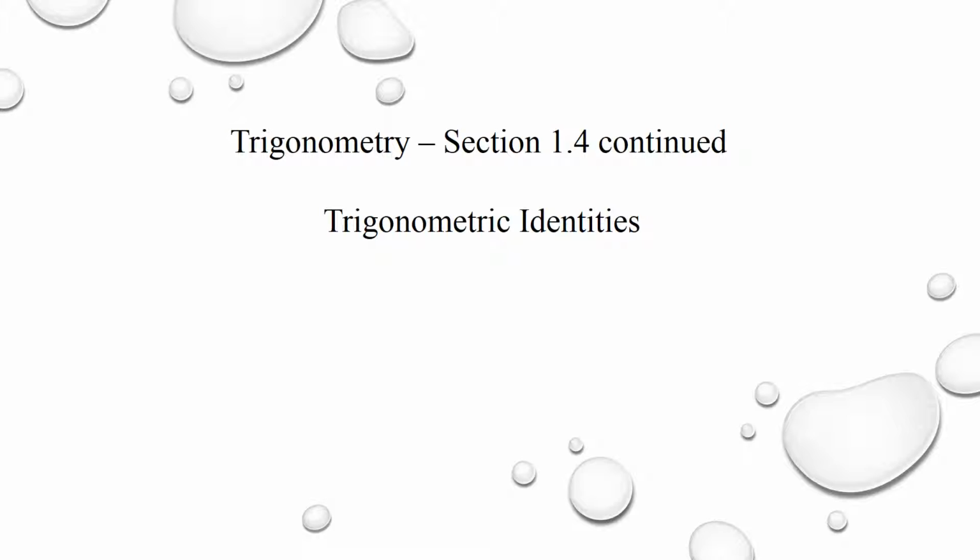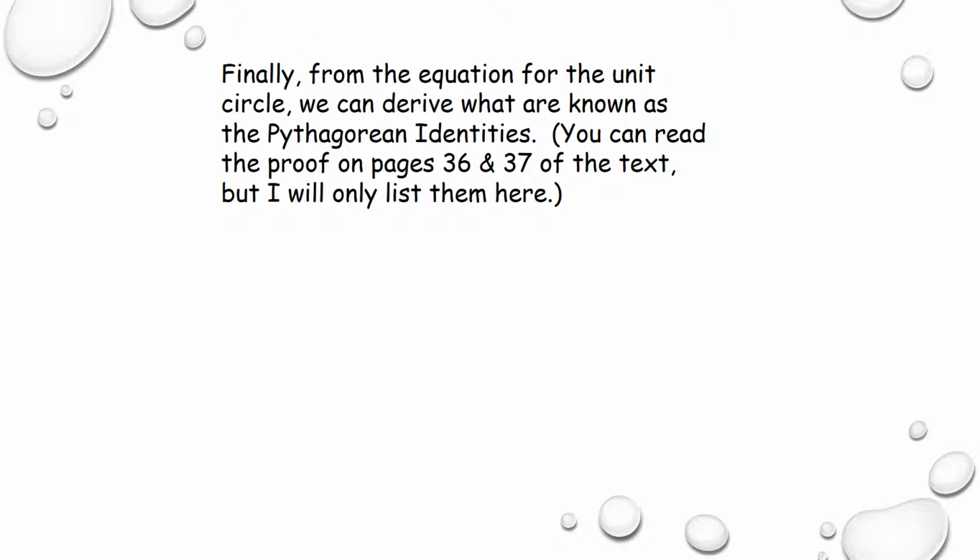Hey you all. So we're going to finish up section 1.4. Let me get my pointer. We're looking at the last set of these, and they are based on the equation from the unit circle. They show you how you get these identities in the book on page 36 and 37. But to keep this brief, I'm not going to do that proof here. But I will do it in class, or if you just want to see it on your own.